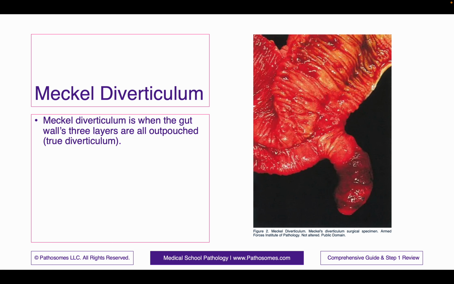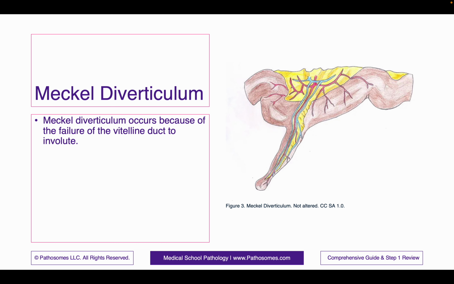Now here's another important pathology that you must know because it shows up all the time. Meckel diverticulum. Now a Meckel diverticulum is when the gut's walls, 3 layers, are all out-pouched. So this is a true diverticulum. You can see that in this image here. Meckel diverticulum occurs because of the failure of the vitelline duct to involute.